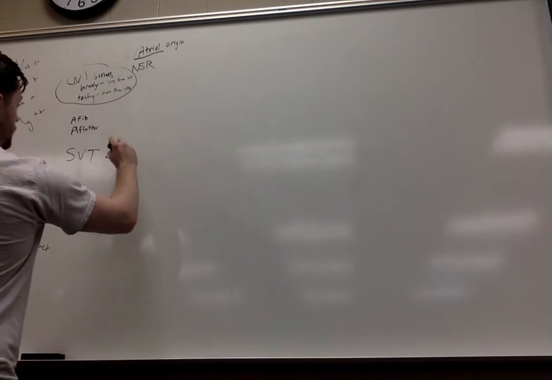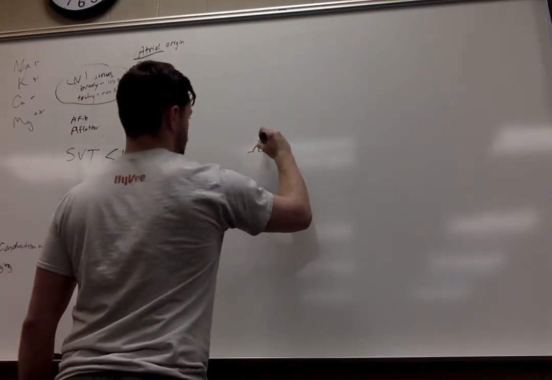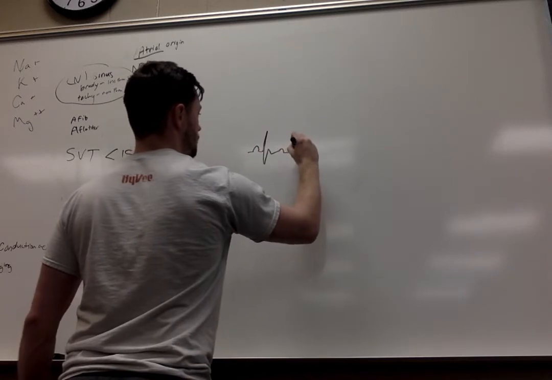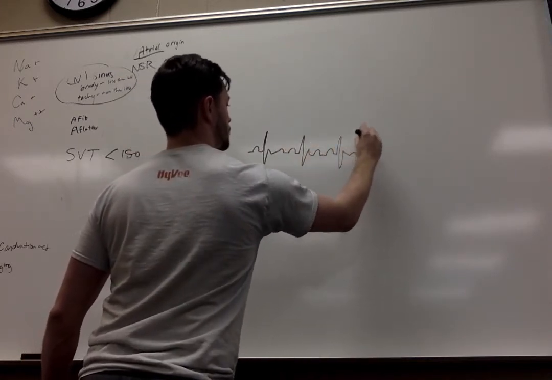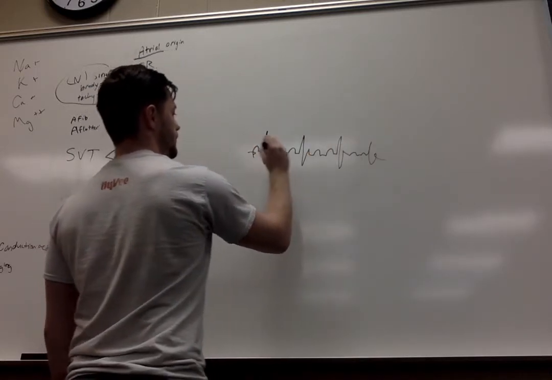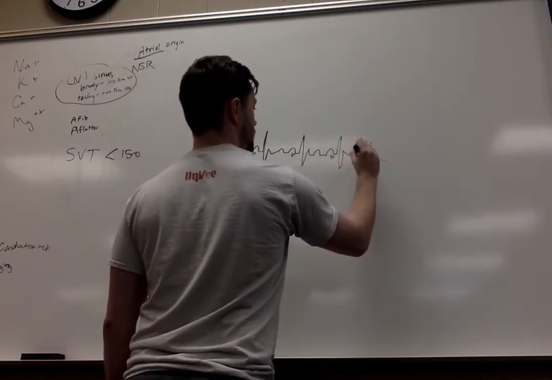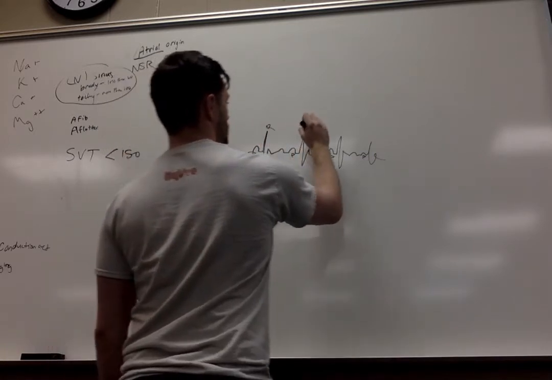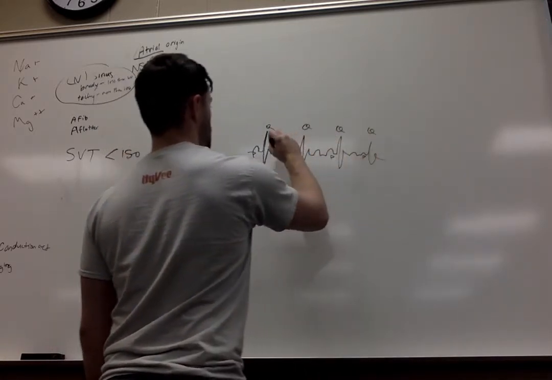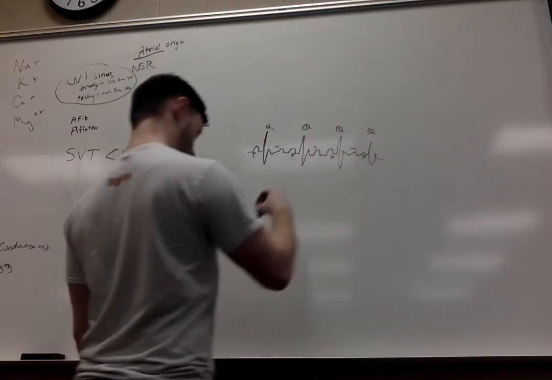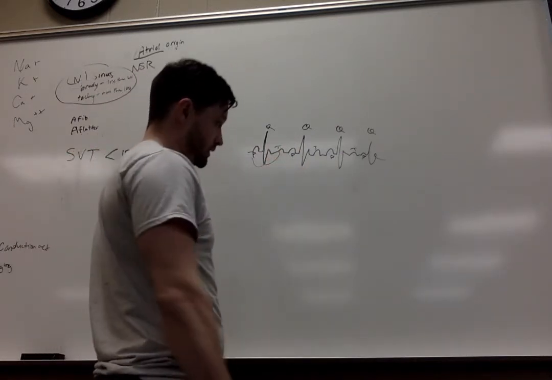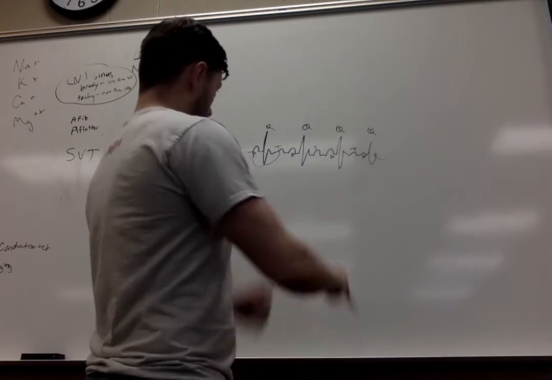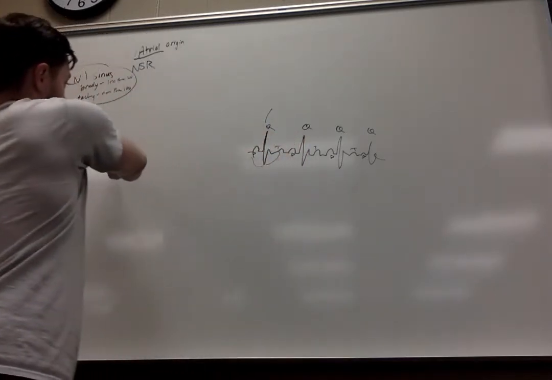So SVT is anything above 150. It's your sinus rhythm, very fast. P wave, P wave, P wave, P wave. QRS, QRS, QRS, QRS, and T, T, T. Remember, P wave precedes QRS. T wave is the wave after QRS. This is like above a rate of 150.